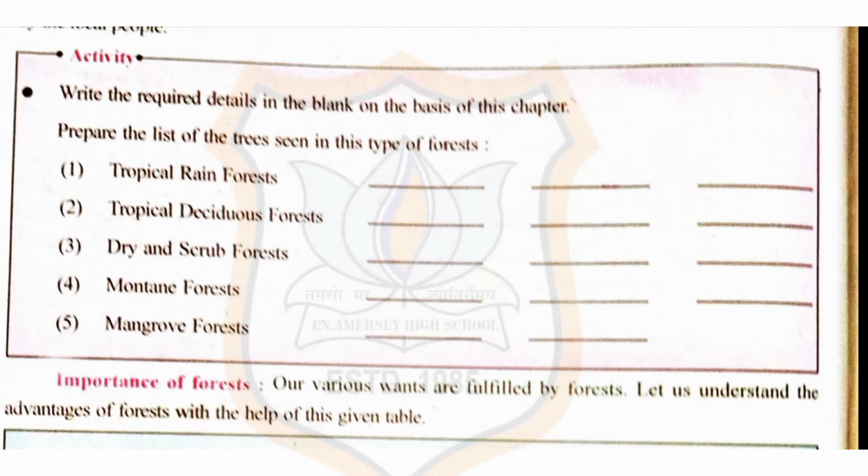So first number is tropical rain forest. So trees are mahogany, rosewood, cane. Number 2, tropical deciduous forest. Trees are pine, sal, bamboo. Number 3, dry and scrub forest. Trees are cactus, kher, khijaro. Fourth number, mountain forest. Trees are chid, deodar, pine. And fifth is mangrove forest. Trees are sundari and chair.